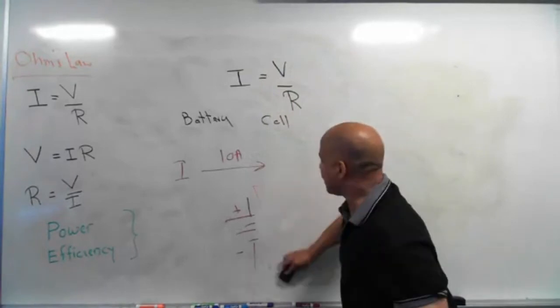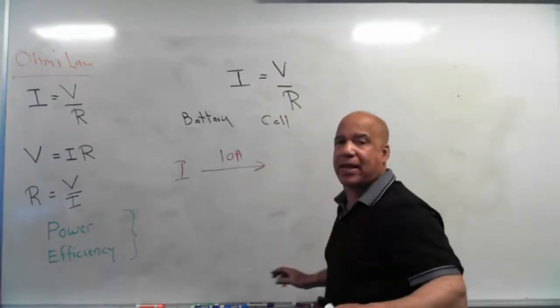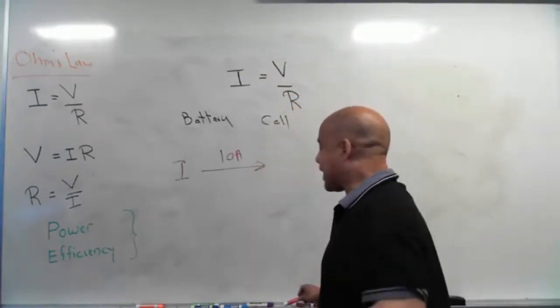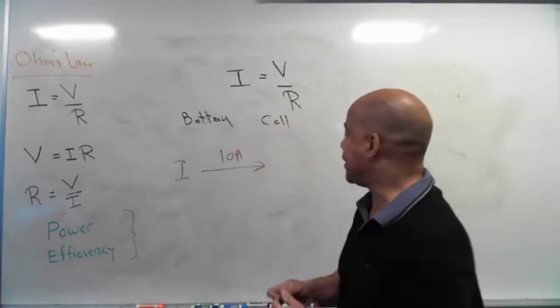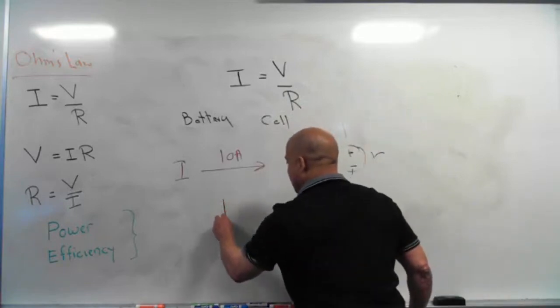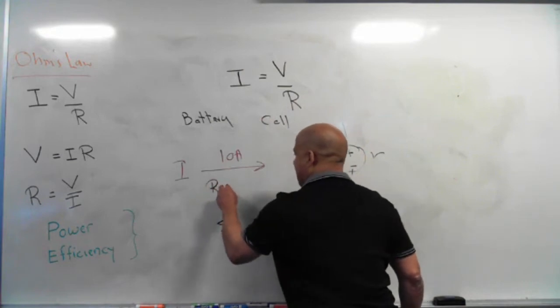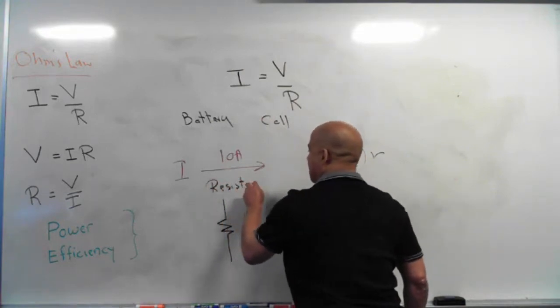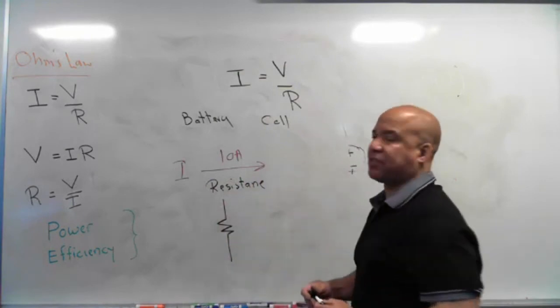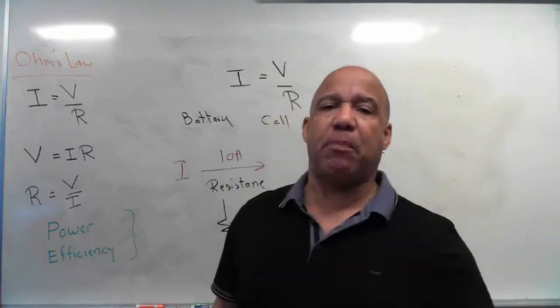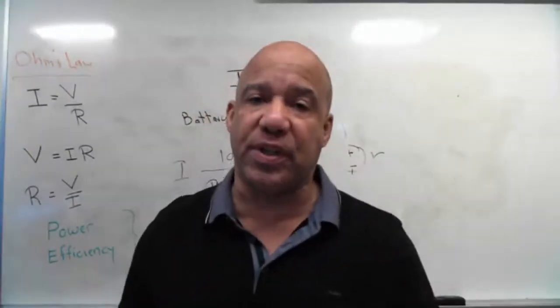If I want to show a resistance, and this gets complicated, but right now we'll keep it simple. Any kind of opposition, I'm going to show with a symbol like this. And this means resistance. So I have symbols for voltage, I have symbols for current, I have symbols for resistance.